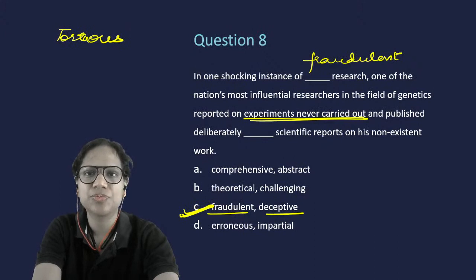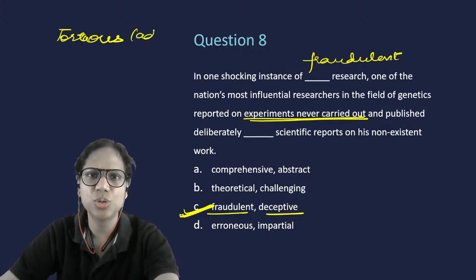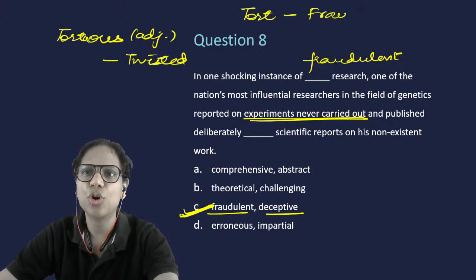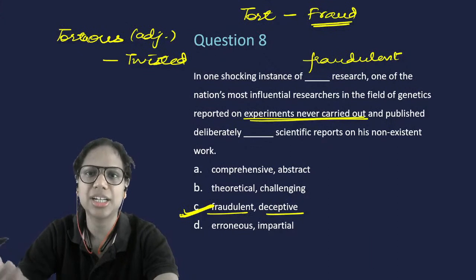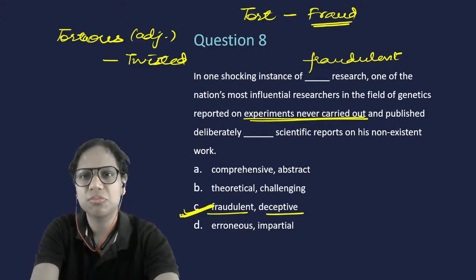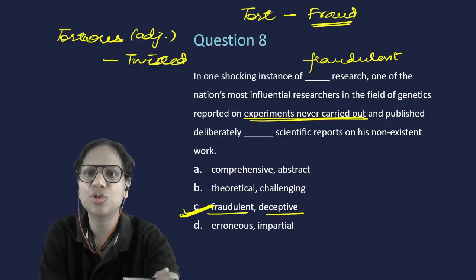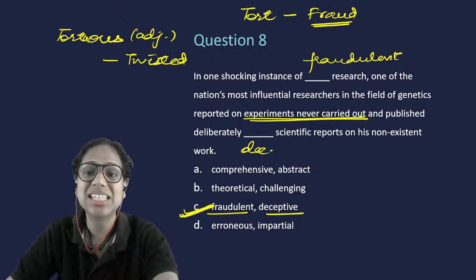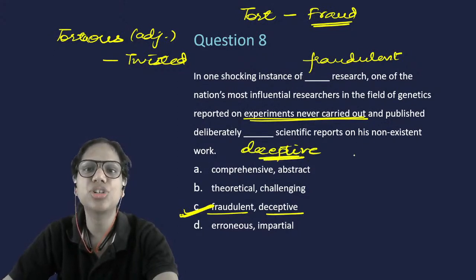What does this mean? An act of tort. We use this in law. Ideally, tort means something that is twisted. But in law, we use the word tort to talk about a fraud, an instance of fraudulent activity, right? So here it is an instance of tort, an instance of fraudulent research, and these were deliberately deceptive. They were meant to deceive you, to trick you, right?